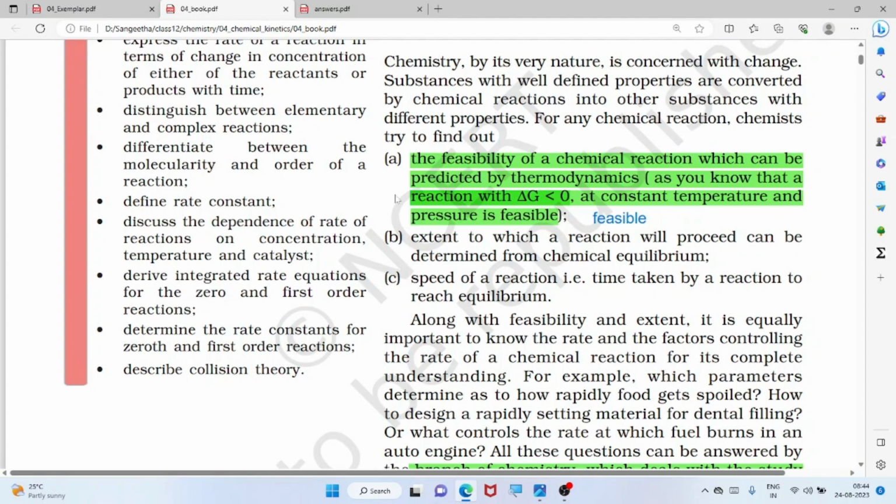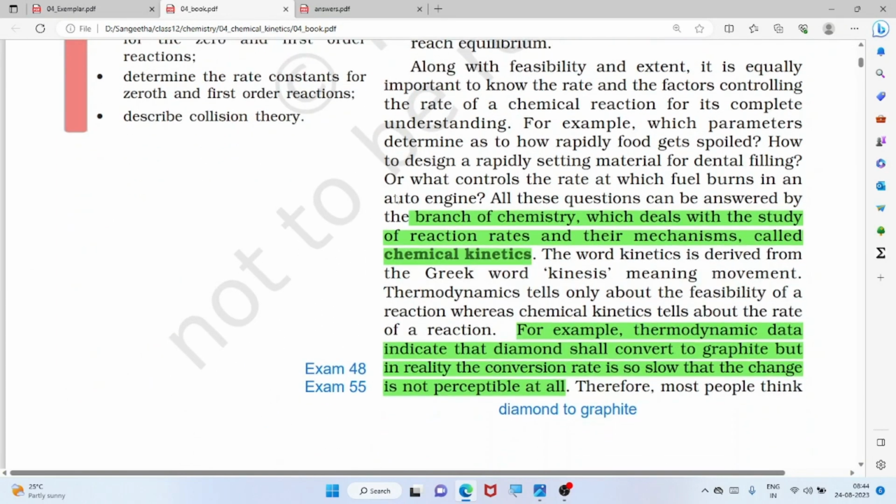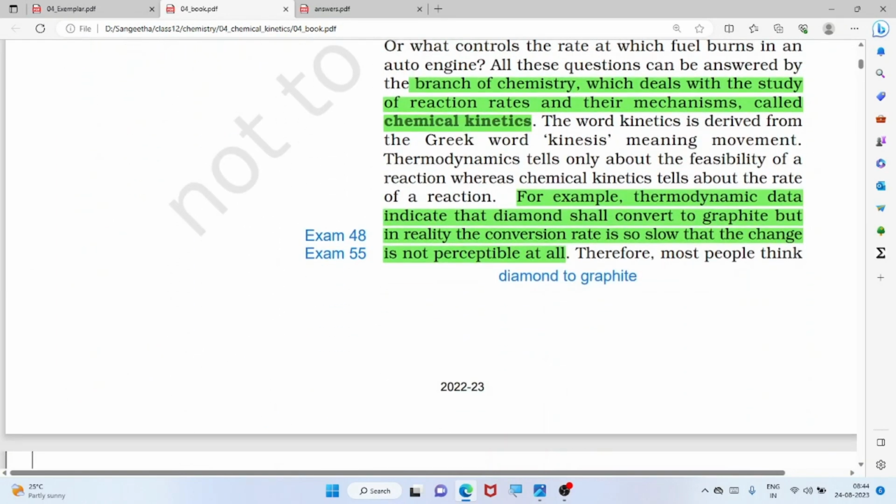The feasibility, thermodynamic data indicate the diamond shall convert into graphite, but in reality conversion is so slow that the change is not perceptible at all because of the high activation energy.